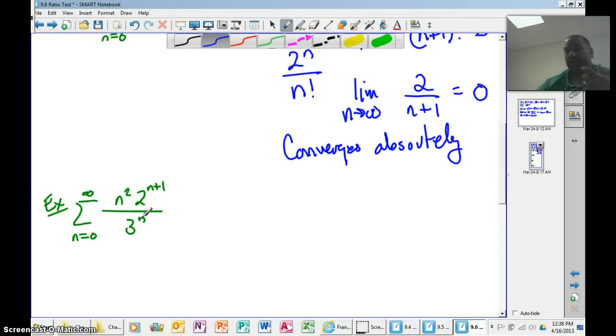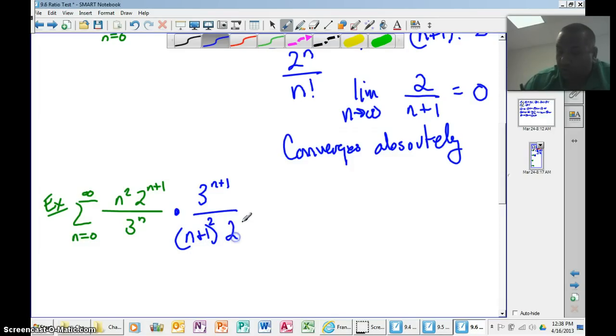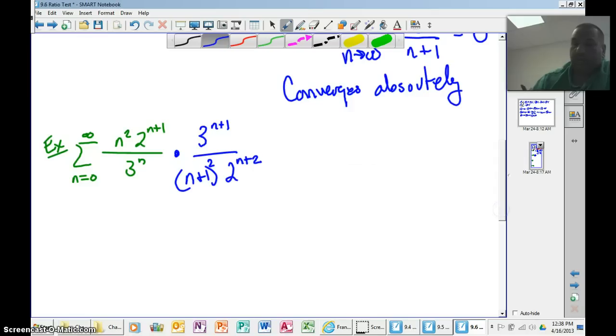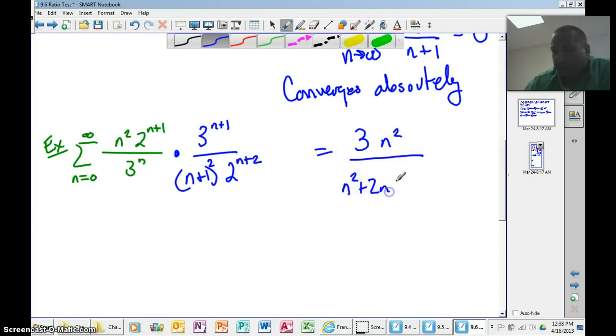Let's do another example. I'm going to multiply this by 3^n over 3^(n+1), because it's like dividing it. And then this is going to be (n+1) squared, and this is 2^(n+1). Well, 3^n and 3^(n+1), that's just going to be 3 up top. n squared, like 5 squared and 6 squared, we can't do anything with it, so that's just n squared on the bottom, over n squared plus 2n plus 1.